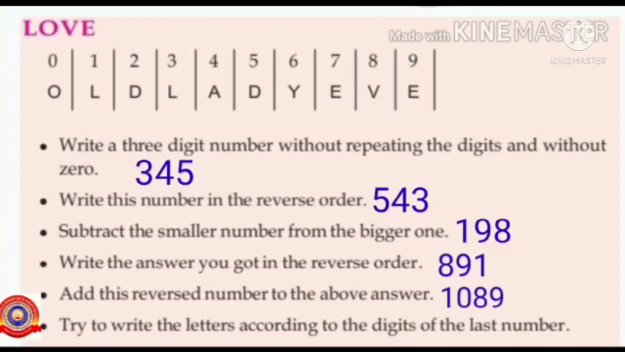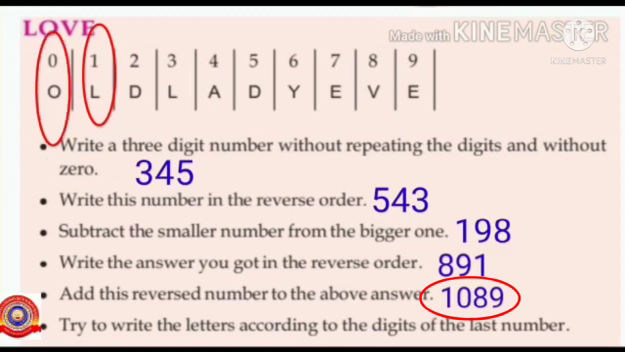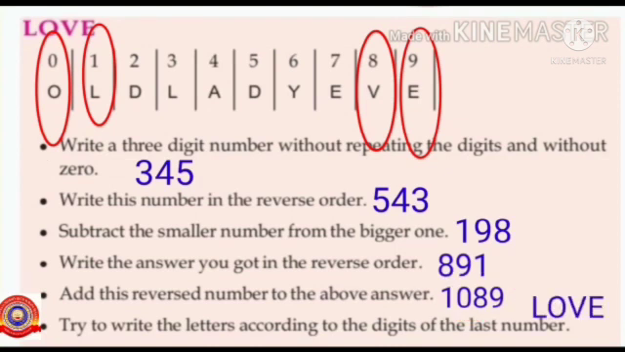Which is the last number we got? Yes, 1089. So, write the corresponding letters according to the digits of the last number given. See children, which is the corresponding letter of 1? Yes, L. Which is the corresponding letter of 0? O. Which is the corresponding letter of 8? V. Which is the corresponding letter of 9? Yes, E. Which is the word we got? Yes, love. You should try to do like this using other numbers.